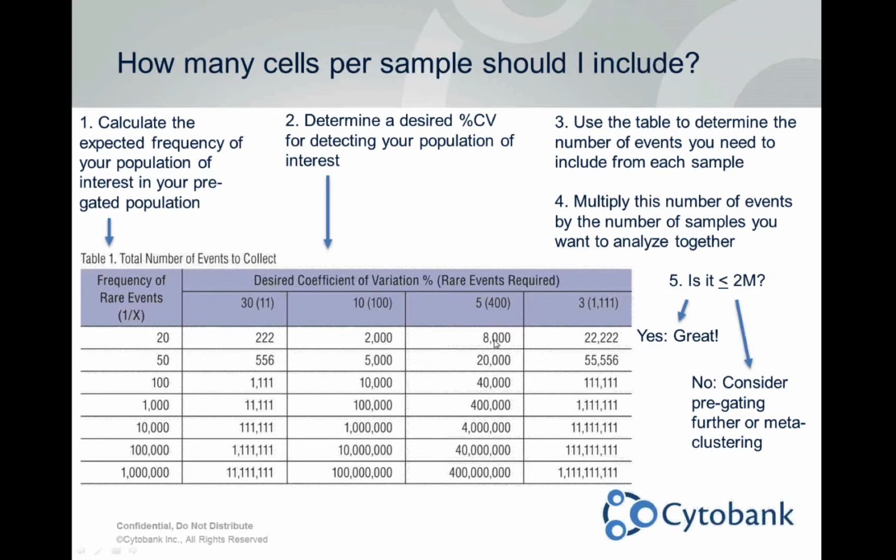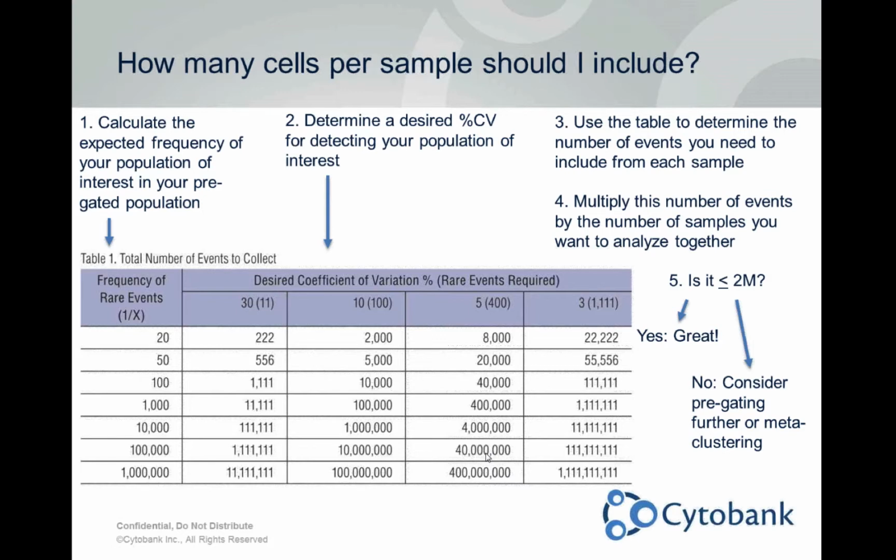However, if you're looking for a cell that's 1 in 100,000, and you want a relatively low CV, all of a sudden you're looking at 40 million cells, and that times 16 is far, far, far beyond what can fit in one ViSNE run.